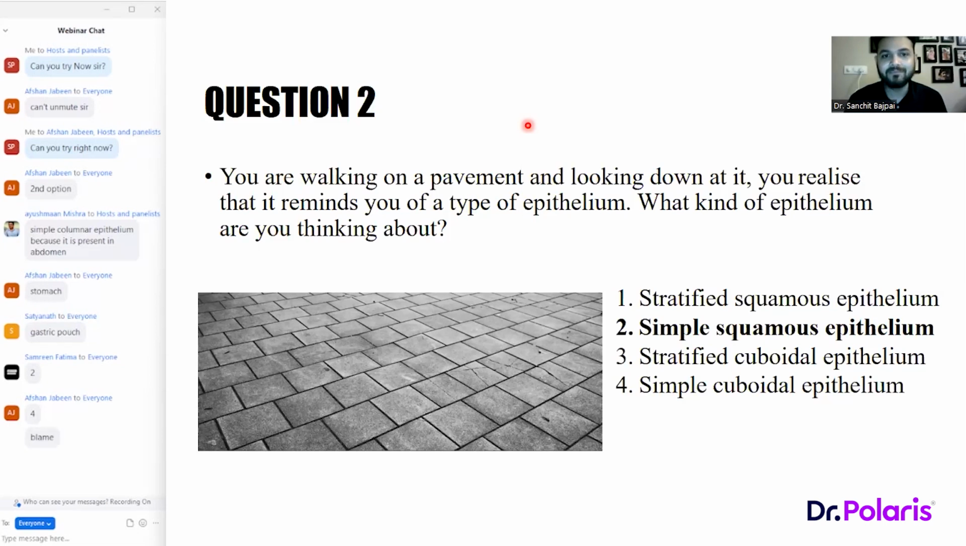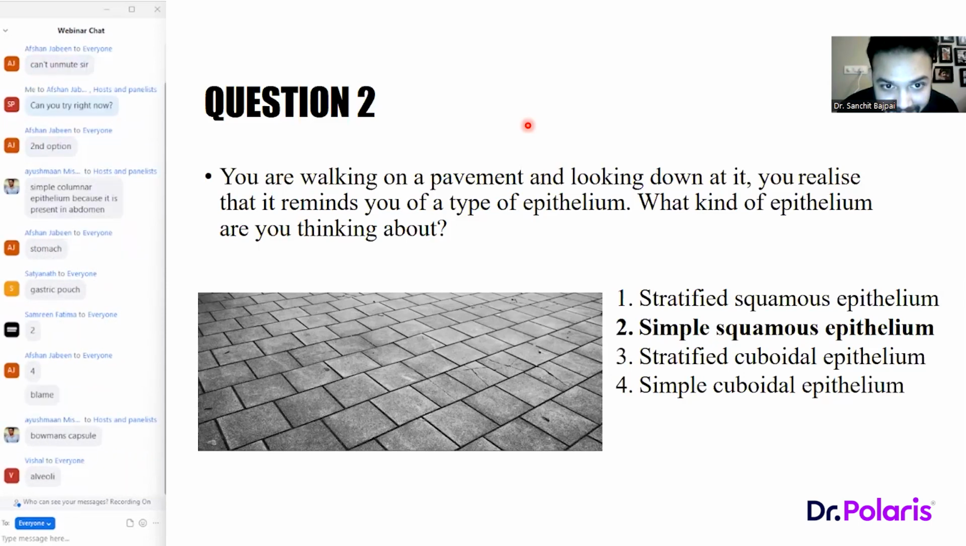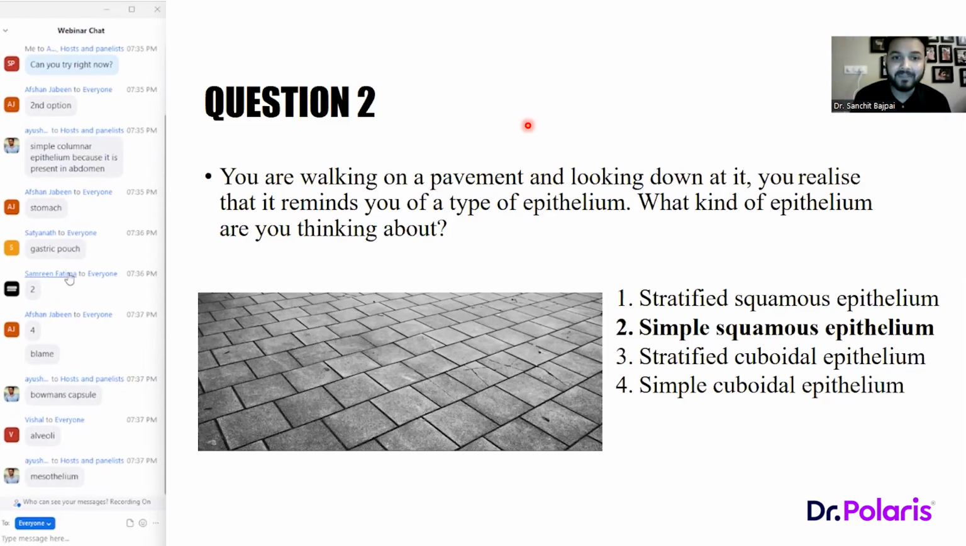Simple squamous epithelium. Yes, somebody said that. Somebody said Bowman's capsule. Okay, I'm very happy that people have actually remembered that. So remember the mnemonic blame, right? So Bowman's capsule, alveoli, again, you've got so many things, the lining epithelium, okay? Then you've got mesothelium, and then after that, you have the endothelium and the endocardium. Correct, correct. So Ayushman, great job. And Vishal also has said alveoli, so great. That is the right answer. Okay. Now I'll just move on to one more thing.